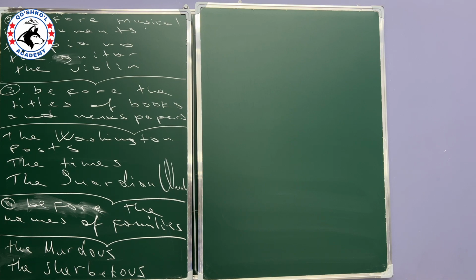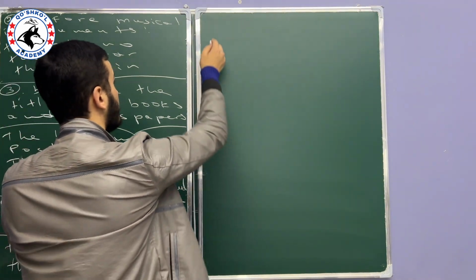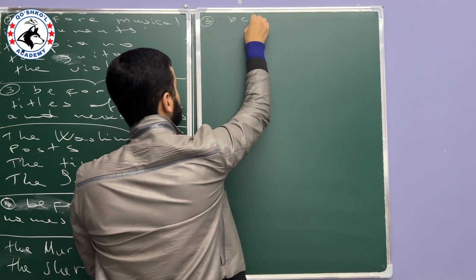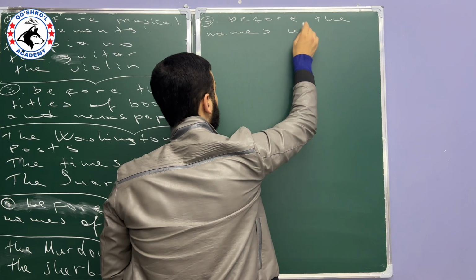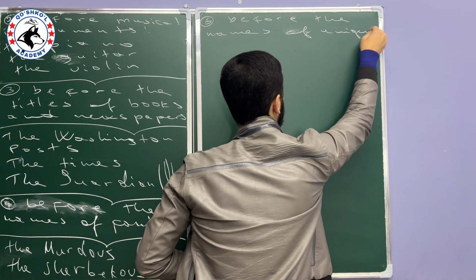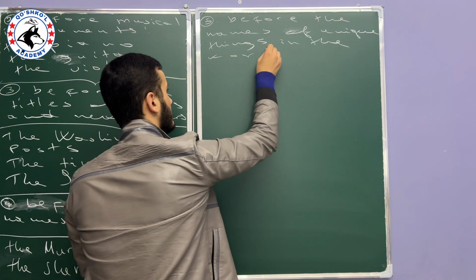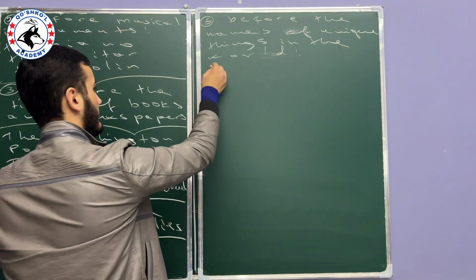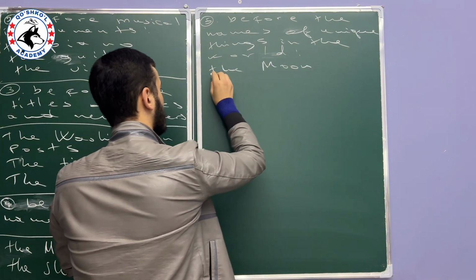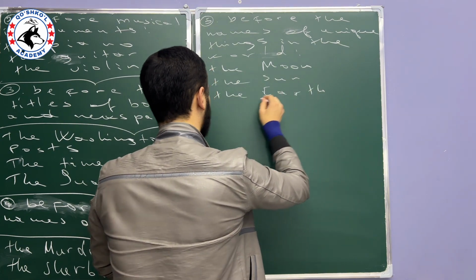Unique things in the world. Before unique things in the world, numbers 4 and 5. Before the names of unique things in the world, they're the moon, the sun, the earth, the space.